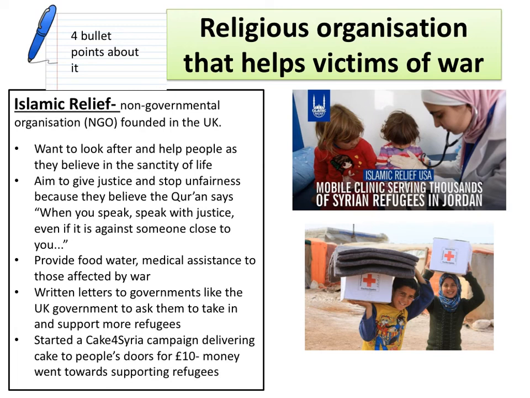Work that they do could involve providing food, water, medical assistance to those affected by war. They write letters to governments, like the UK government, to take in and support more refugees. And they started a campaign called Cake for Syria, delivering cake to people's doors for a £10 money donation. The money went towards supporting refugees.